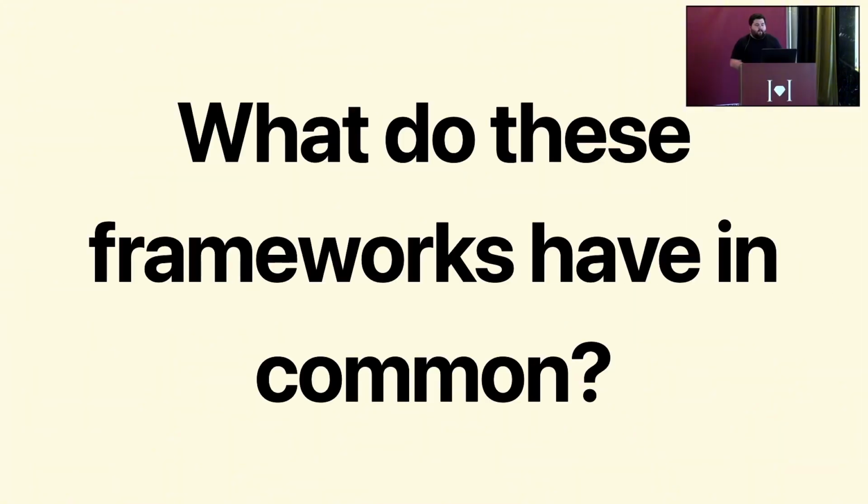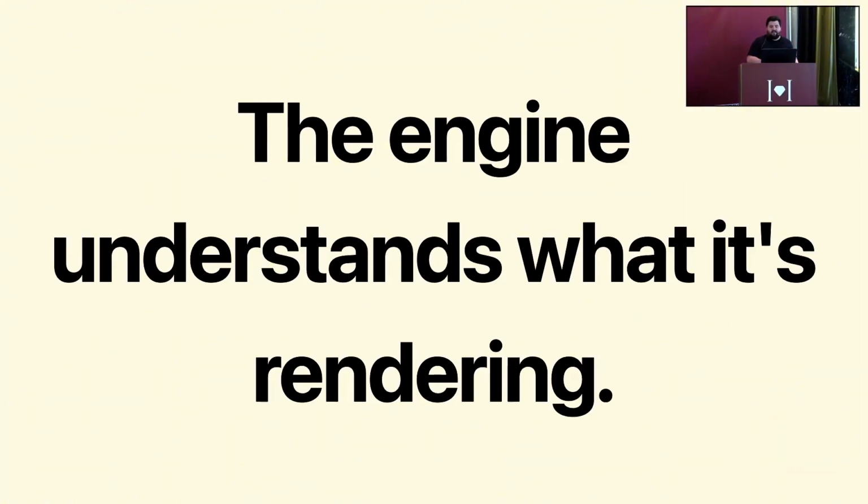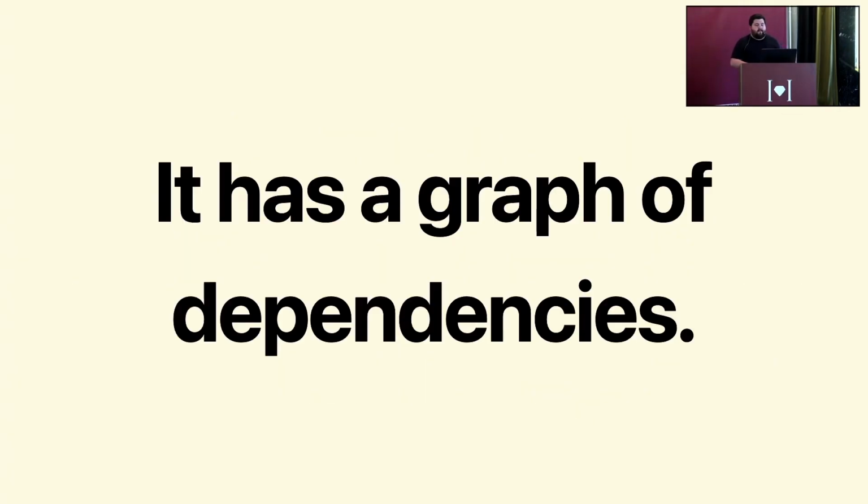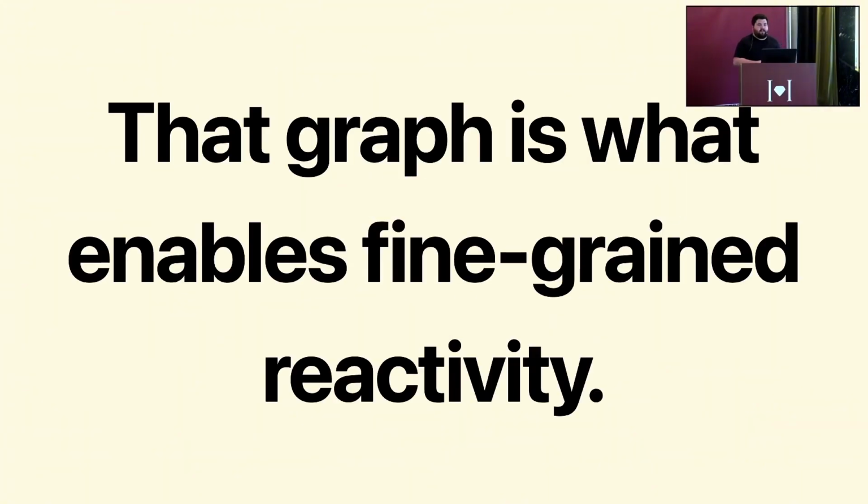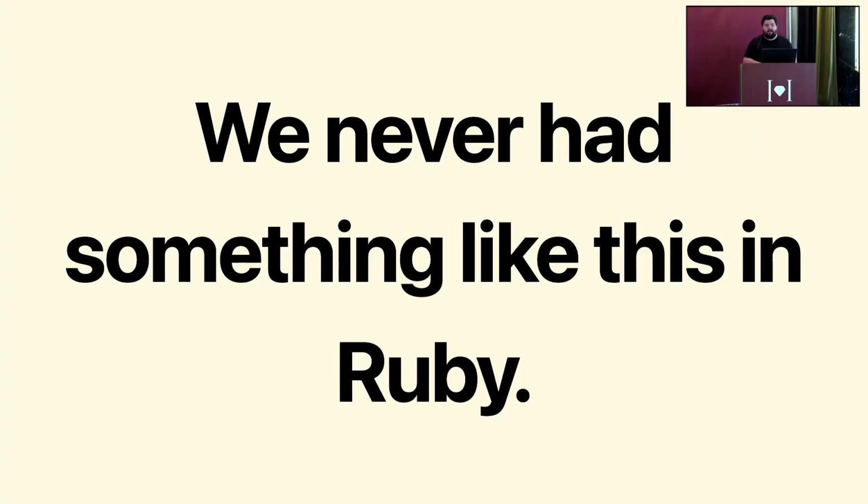And one thing all these frameworks have in common is that these engines understand what they are rendering. And they have a graph of dependencies to know what needs to change when something else changes. And that graph is what enables this fine-grained reactivity. And that's something we never had in Ruby.